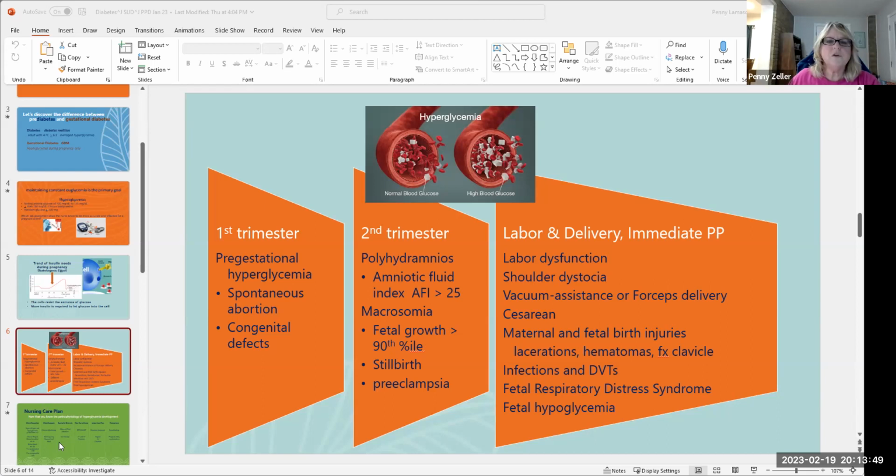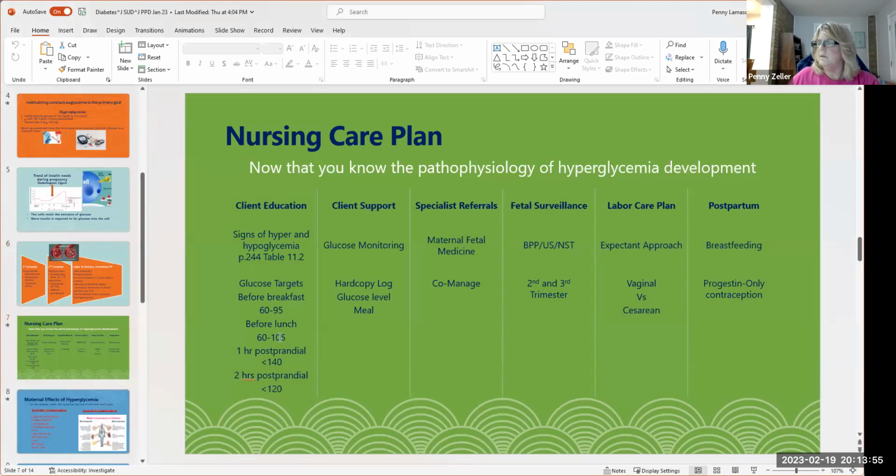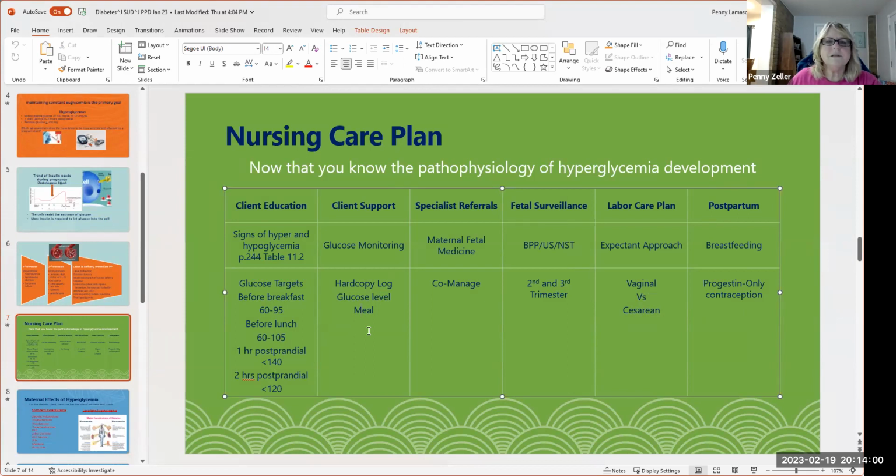So know your target glucose levels for your diabetic. I think it's before breakfast 60 to 95, before lunch 60 to 105, and then 1 hour after a meal less than 140, 2 hours less than 120.